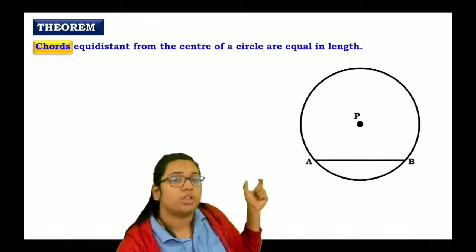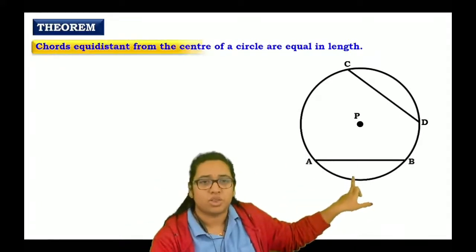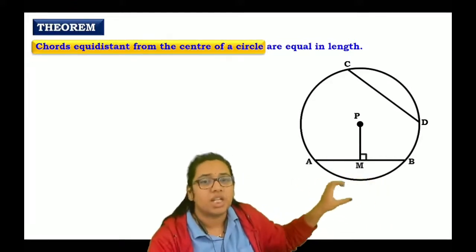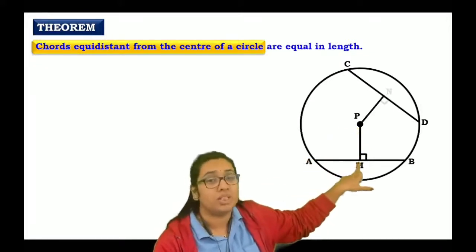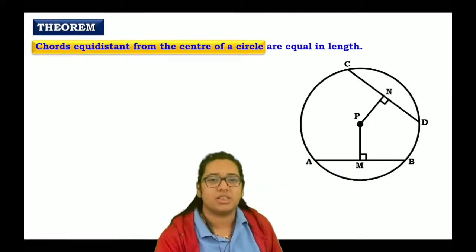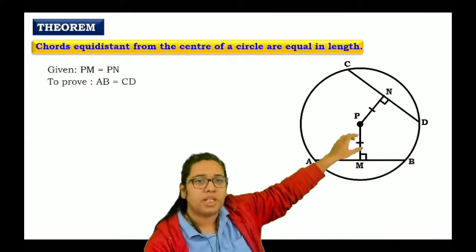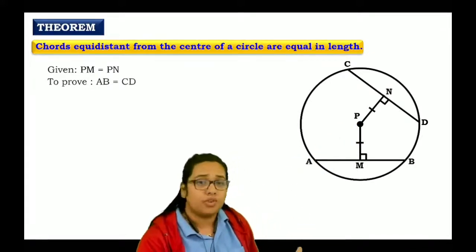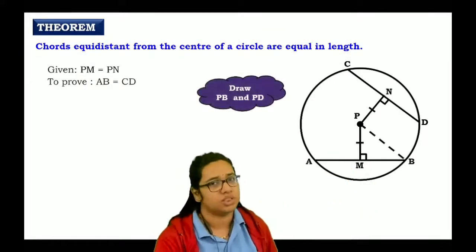And those chords should be equidistant from the center. Just like this. Suppose there are two chords AB and CD which are equidistant from the center. Suppose PM is the distance from P to AB and PN is the distance from P to CD. As PM and PN are equal, this is the given part, we have to prove that AB equals CD.